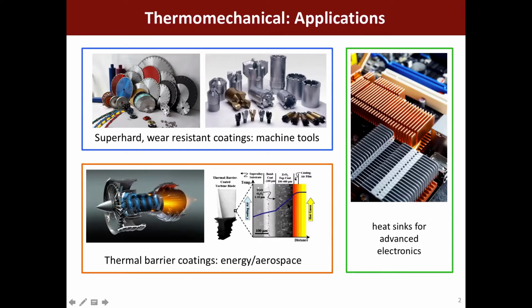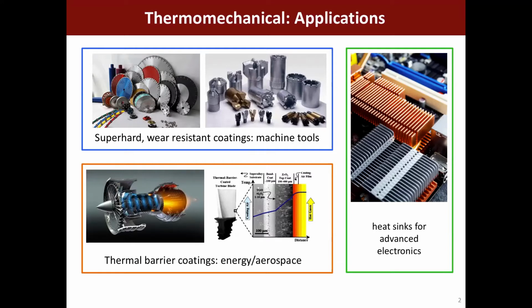Another application that I mentioned was heat sinks, for example, for computer chips. So here you want something that has a high thermal conductivity and high heat capacity, so it's going to take heat away from the chip. Then another example in electronics would be thermoelectric materials. In this case, to maximize the thermoelectric efficiency, you want to have a very low thermal conductivity.